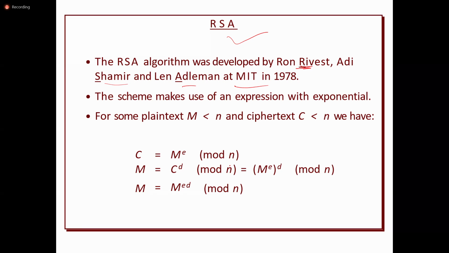Also, when a sender is sending a document, instead of converting the entire plain text into ciphertext, only one particular block of data will be converted to ciphertext. That will be attached to the entire document. That is called the digital signature. So in all these three cases, the public key algorithms will be used. RSA will be used for encryption, decryption, digital signatures as well as key exchange.